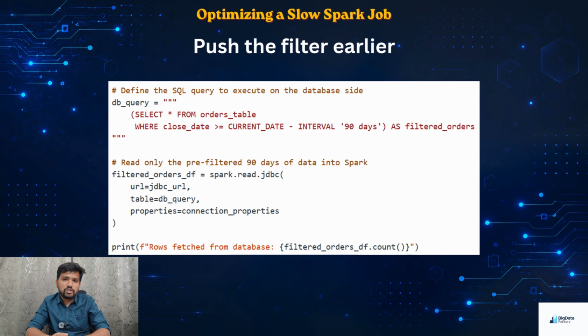I filter as early as possible. This allows Spark to skip unnecessary partitions if the data is partitioned properly. This is one of the most powerful optimization ideas. The fastest data is the data you never read. After this change, the runtime becomes 28 minutes and 14 seconds.